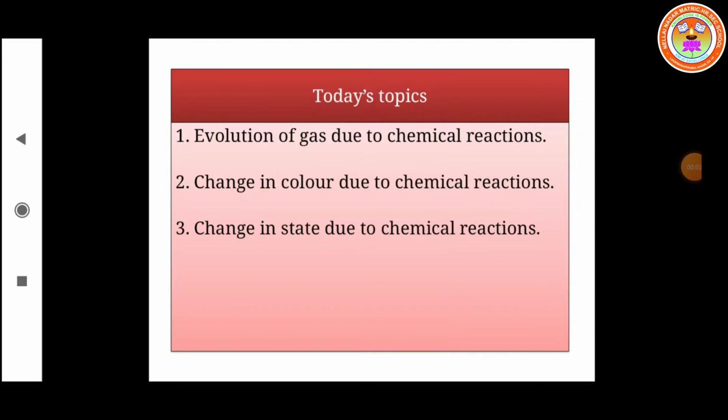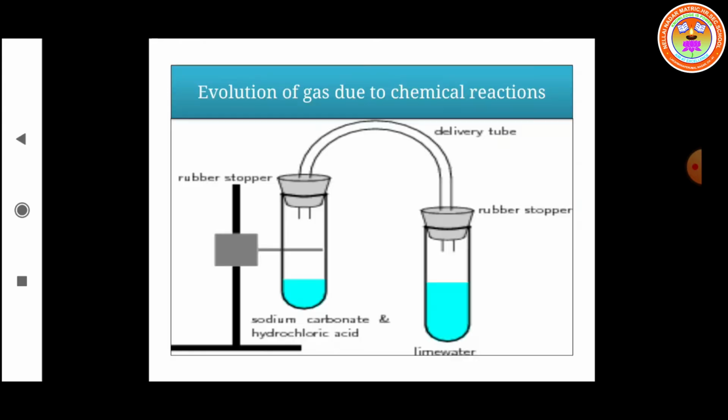Good morning, children. In today's class, we are going to learn about evolution of gas due to chemical reactions, change in color due to chemical reactions, and change in state due to chemical reactions. So, these three are the topics which we are going to learn today. What are the three topics we are going to learn today? They are evolution of gas due to chemical reactions, change in color due to chemical reactions, and change in state due to chemical reactions. Okay, children, let us learn one by one.